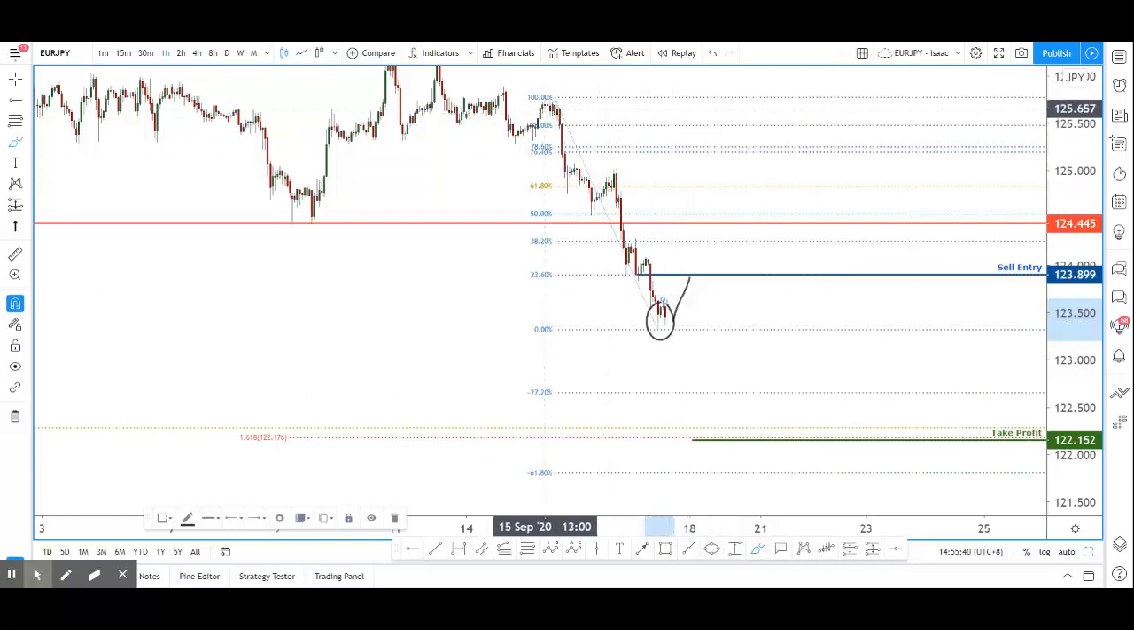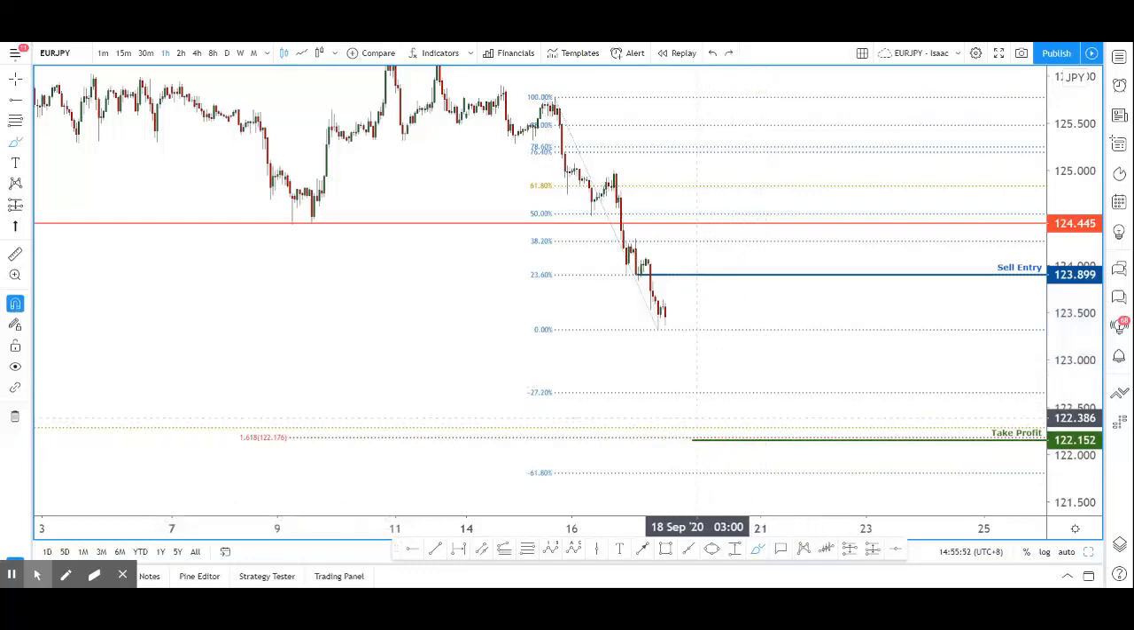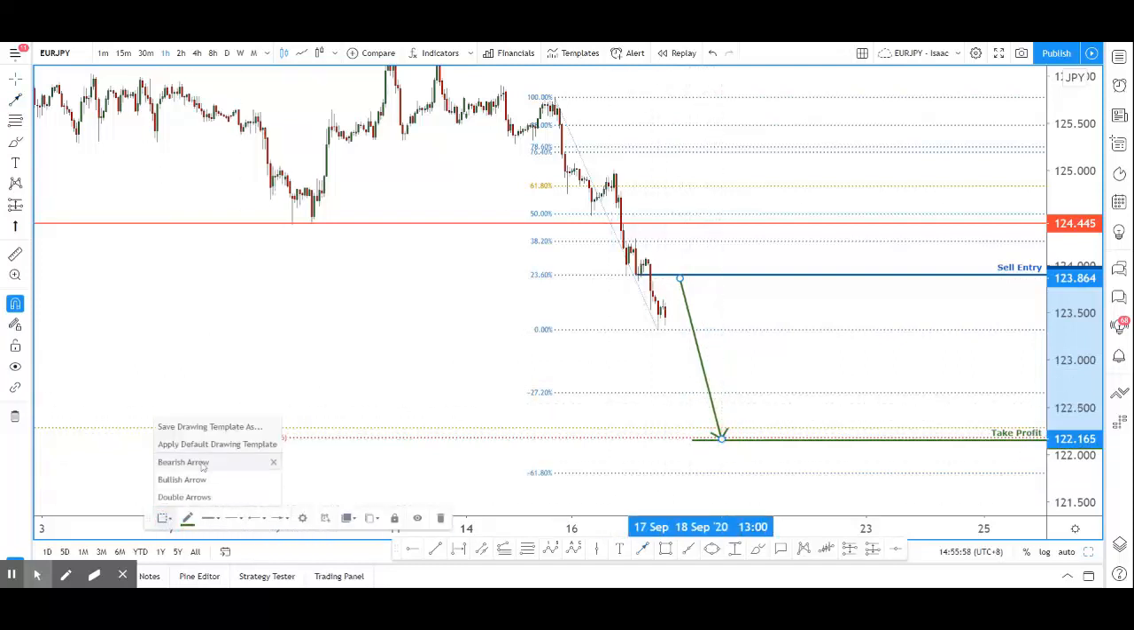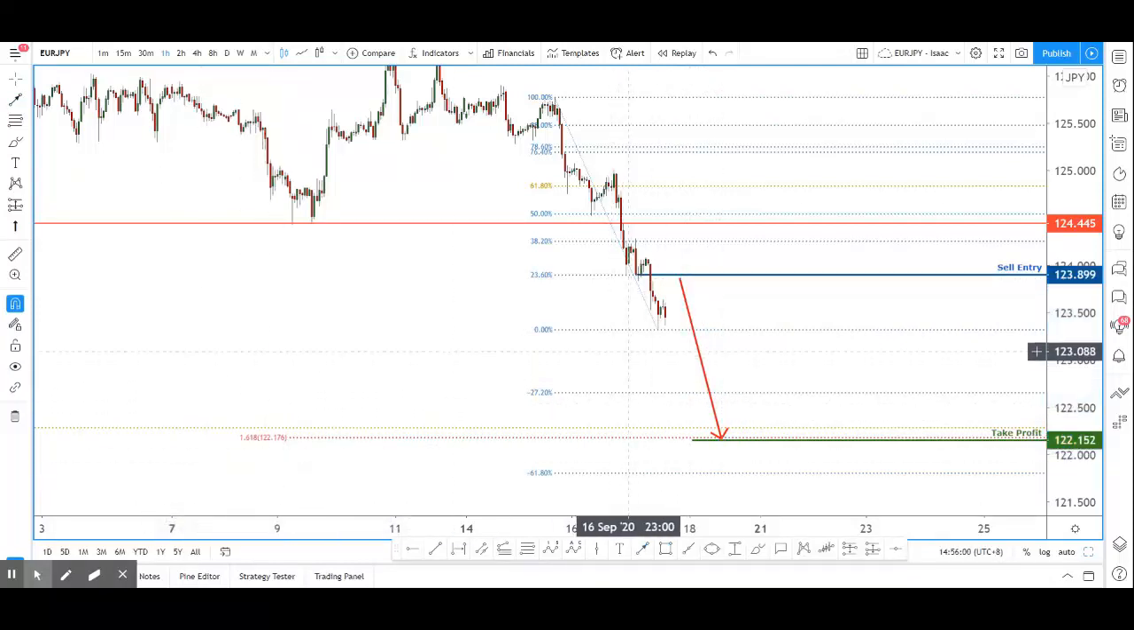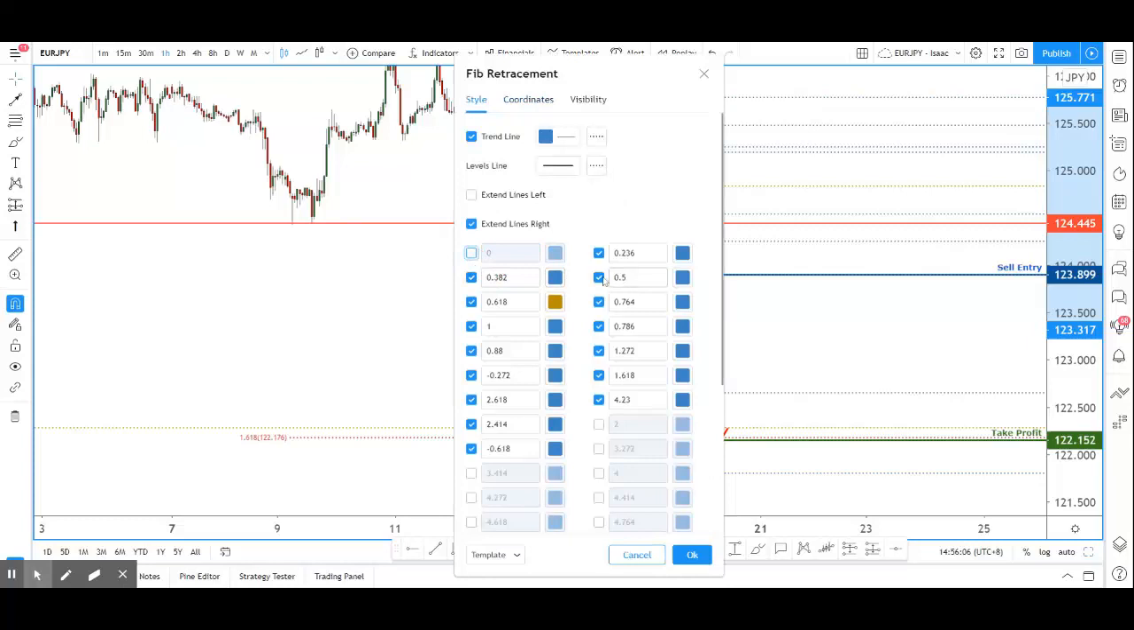So price tends to make a push down and then a small retracement. So same thing, we should expect a small push down and then a small retracement, and then price can continue its downward movement. Alright, so we'll wait patiently for sell entry at this point, the 23.6 retracement, and then for price to push down towards our 161.8 extension and also our 61.8 retracement that we found on the daily. So I'm going to highlight the 23.6 and the 50%.